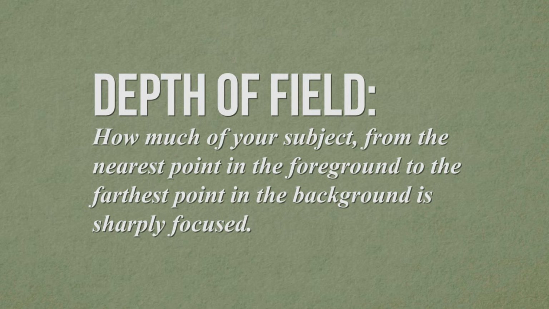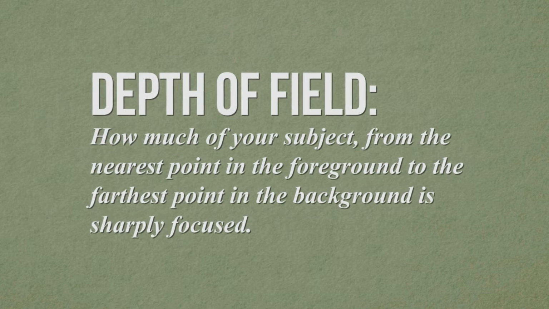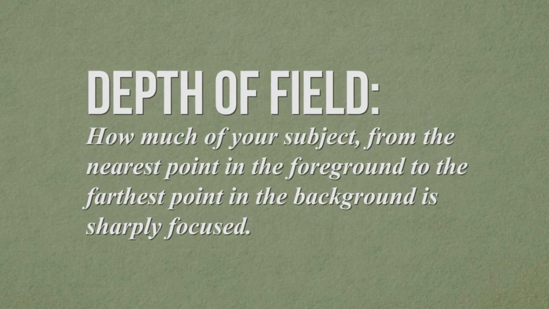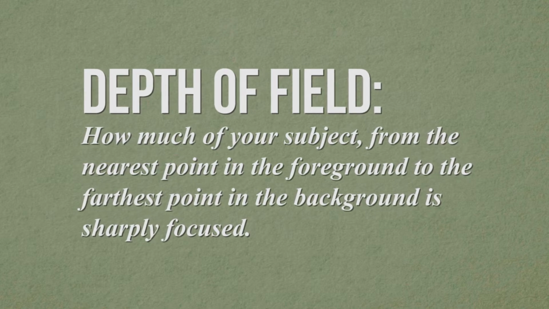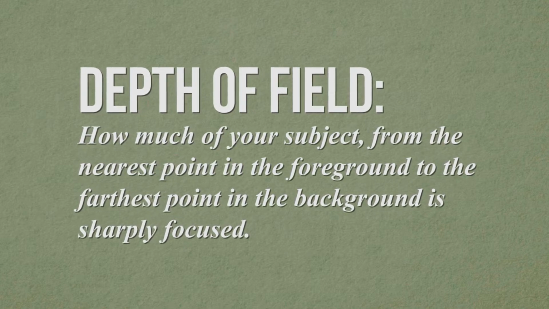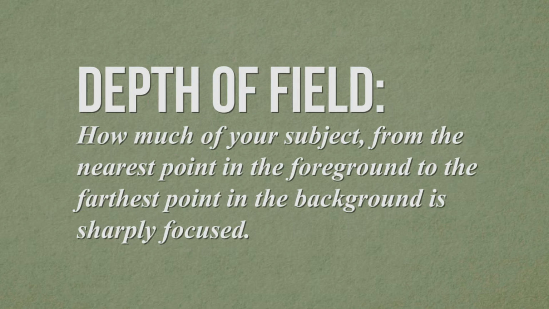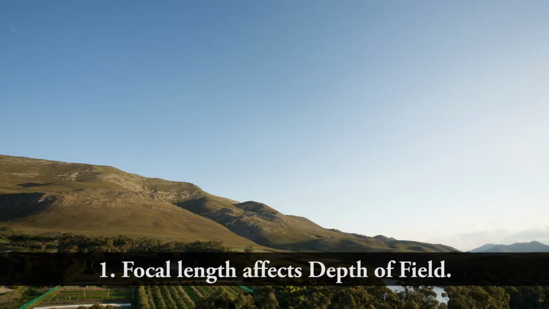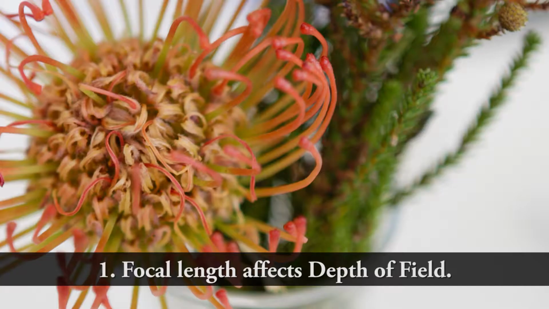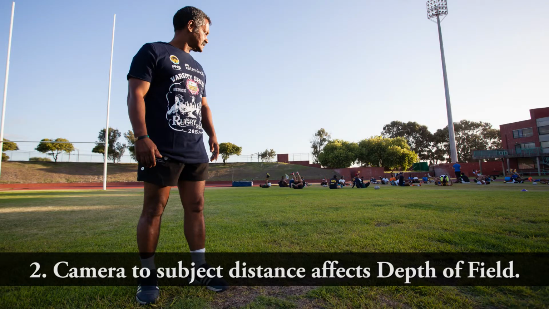We're now going to discuss the aperture in a bit more detail. Depth of field is defined as how much of the subject from the nearest point of the foreground to the furthest point in the background is sharply focused. The following three factors influence depth of field. Firstly, the lens's focal length, whether you've zoomed out to 18 or zoomed in to 55mm on your kit lens. The second one is your camera to subject distance.